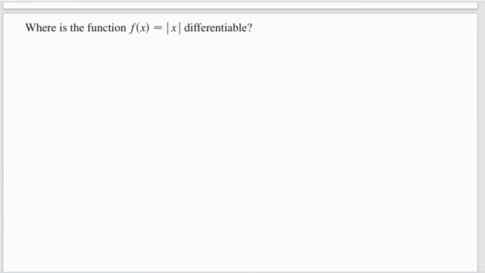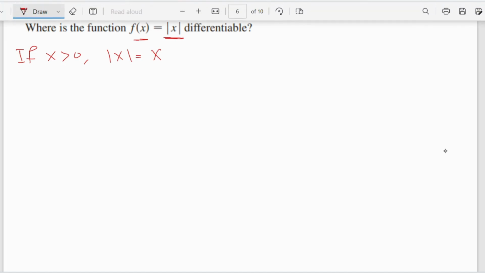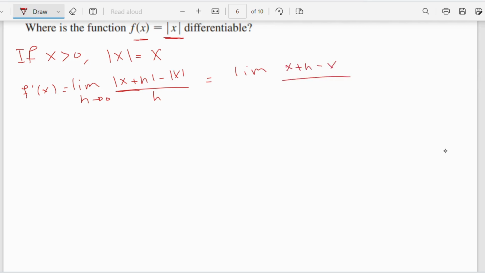So here we have a question. Where is the function f of x equal to the absolute value of x differentiable? If x is positive, that means that the absolute value of x is equal to x. Therefore, we will have f prime of x is equal to the limit, when h goes to 0, of the absolute value of x plus h minus absolute value of x over h, which is equal to the limit, since it's positive, of x plus h minus x over h.